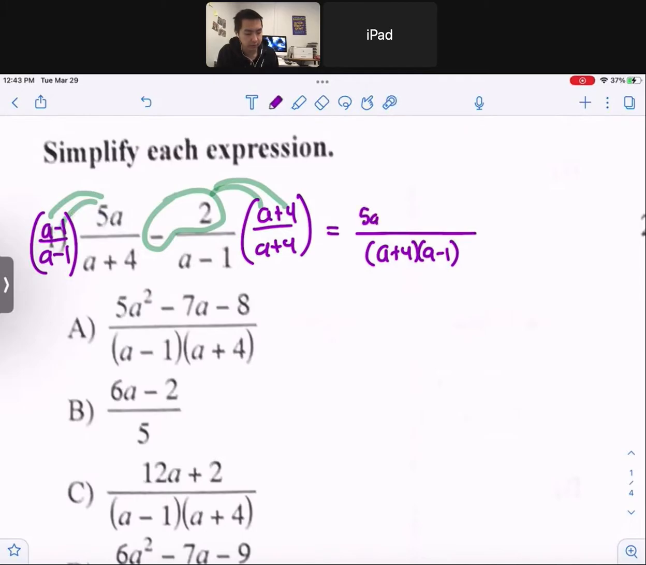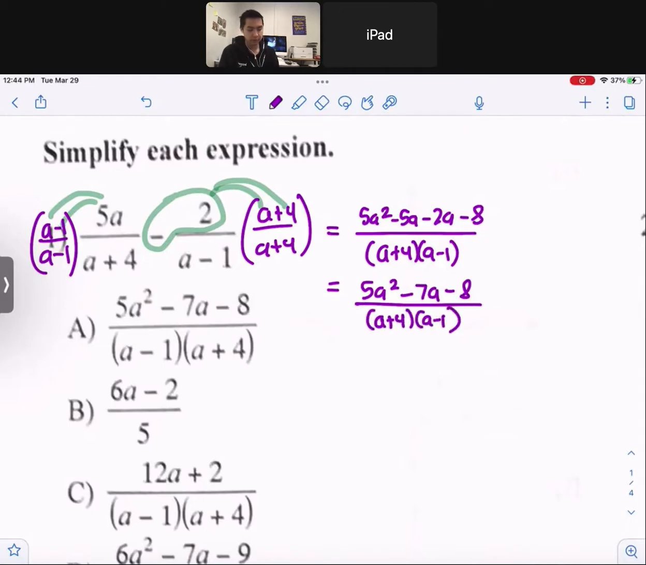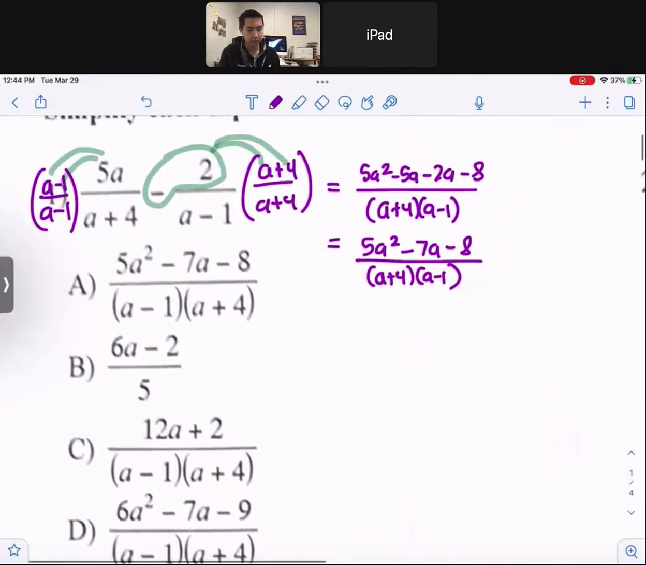and then 5a times a is 5a squared, 5a times negative 1 is negative 5a. Over here, negative 2 times a is negative 2a, and negative 2 times 4, you guys, is negative 8. So combine like terms, the only ones you guys can combine is the minus 7a from up top. So this would be your guys' final answer, which looks to be number A.